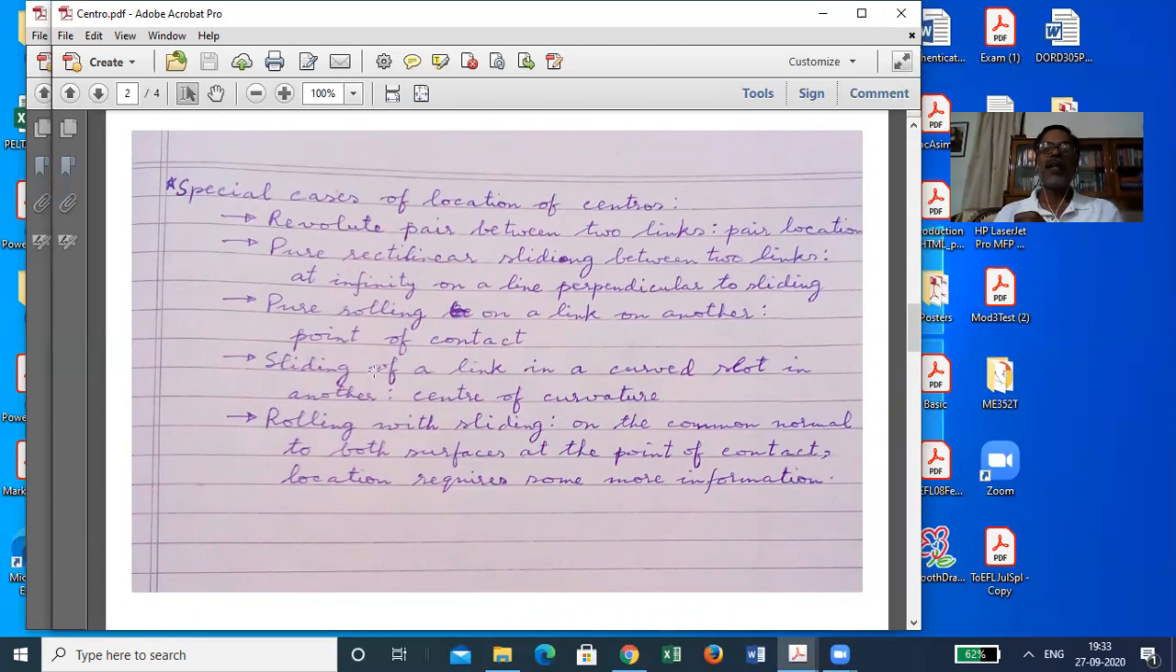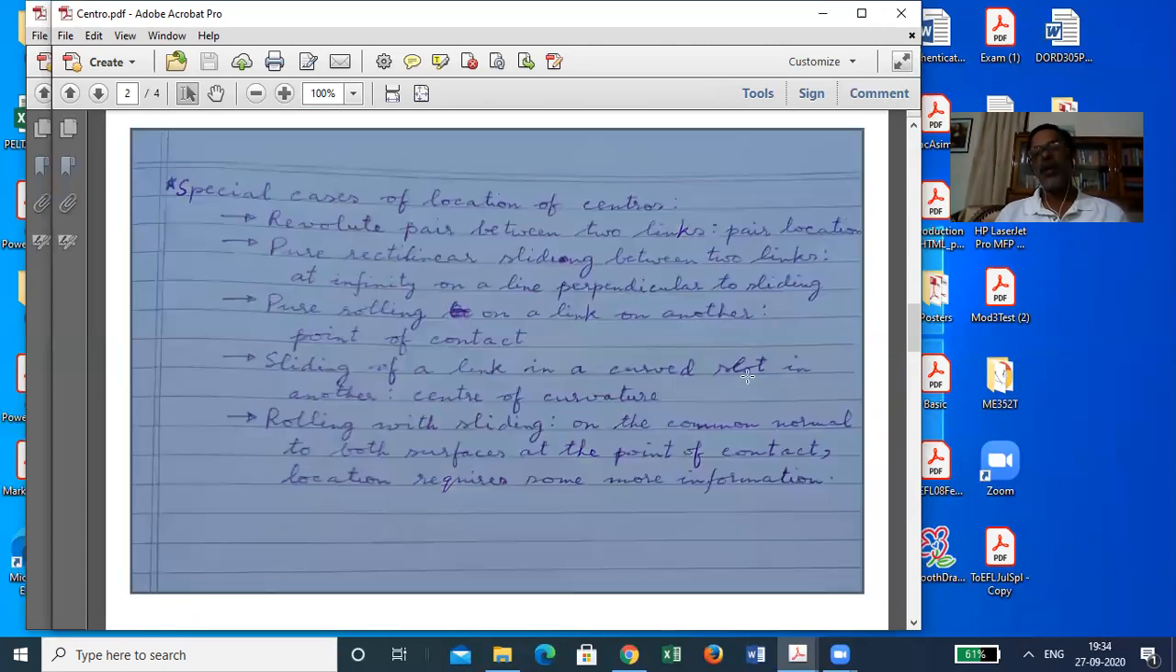If there is a situation where one link can slide in a curved slot in another link, then at any point, whatever is the center of curvature of that curved slot, that will be the centro between them, because relative motion will be a rotation about that point currently.